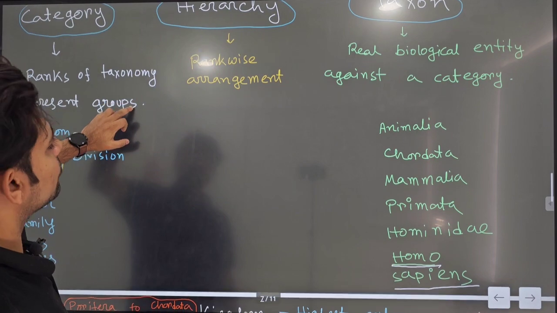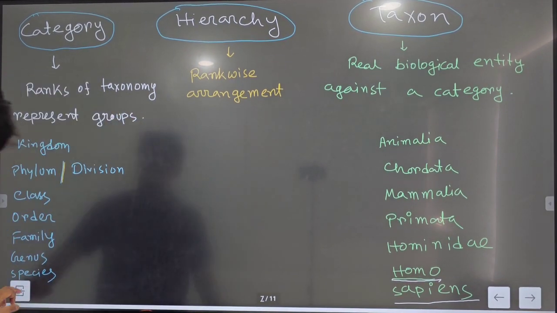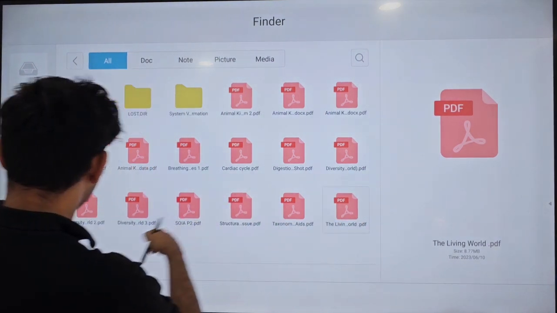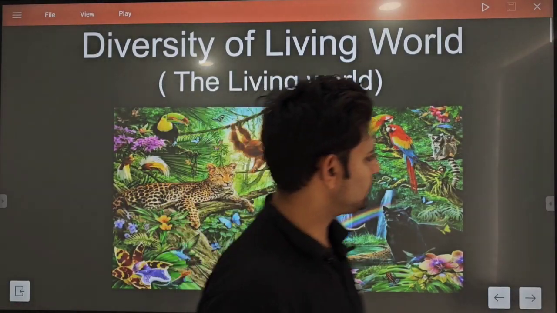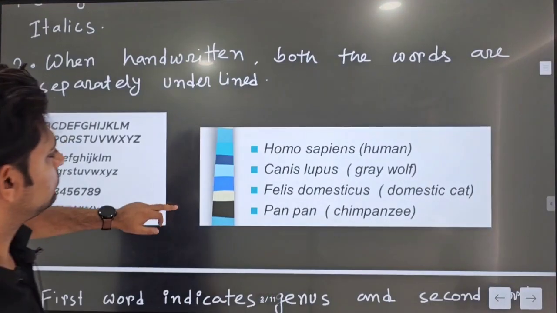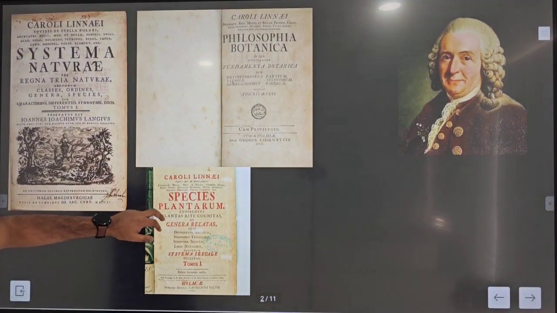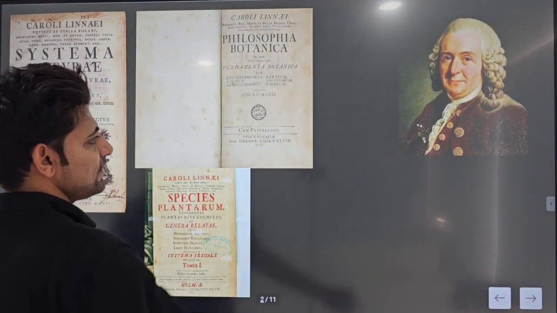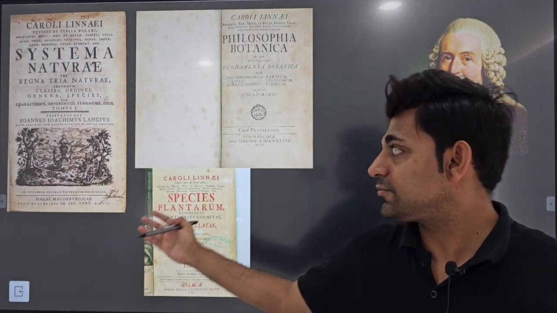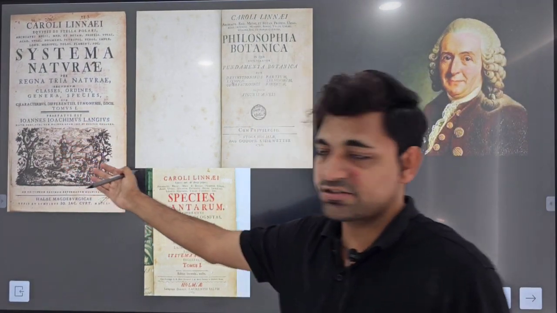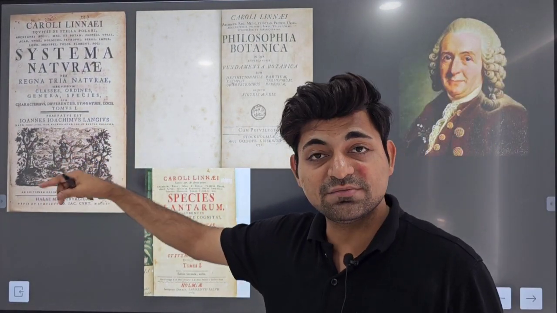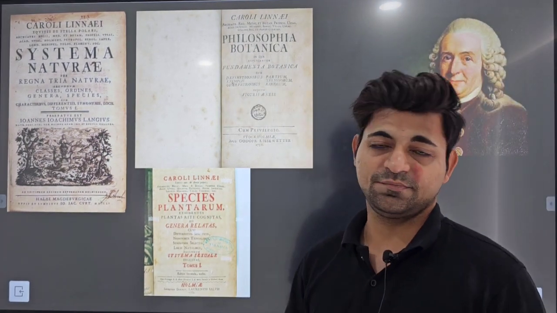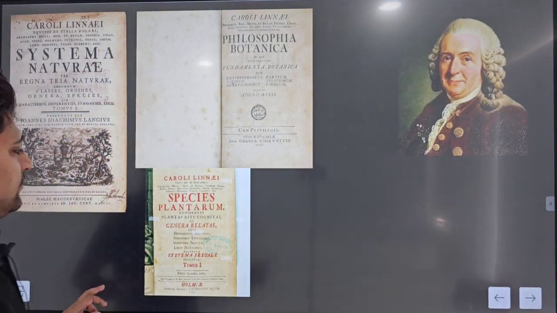Okay. Now we'll go a little bit deeper into this nomenclature. This is Carolus Linnaeus, our Linnaeus uncle. These are the books. The most famous book, Systema Naturae, not Systema Nature, this Systema Naturae. Philosophia Botanica, Species Plantarum. These are the famous books written by Linnaeus.